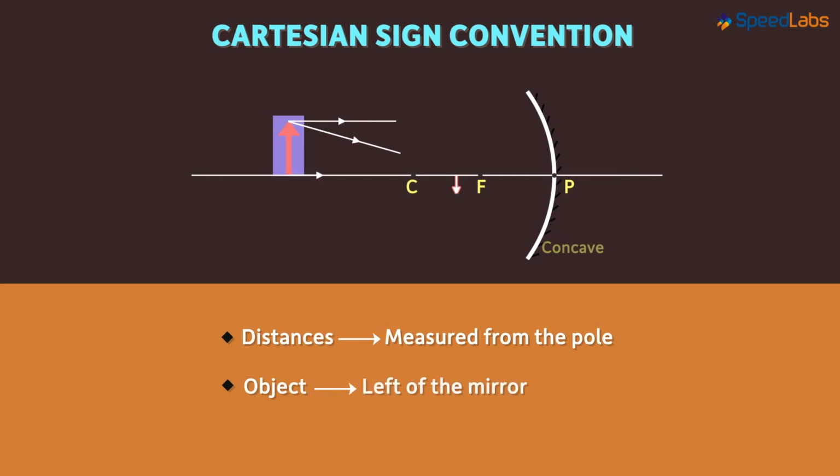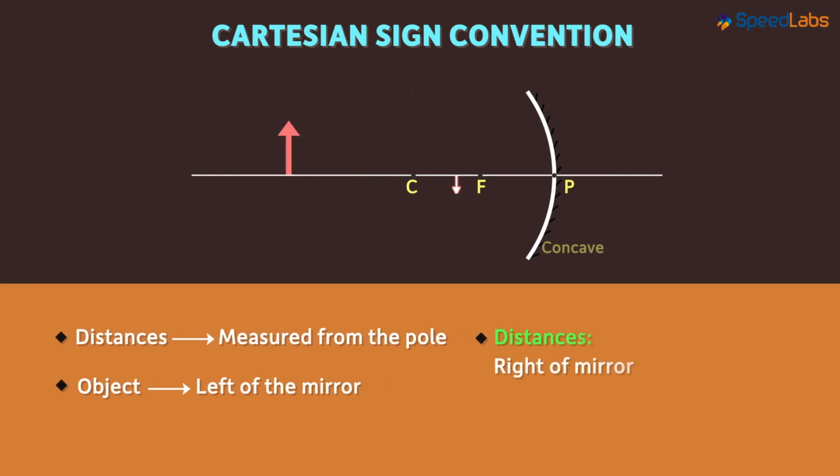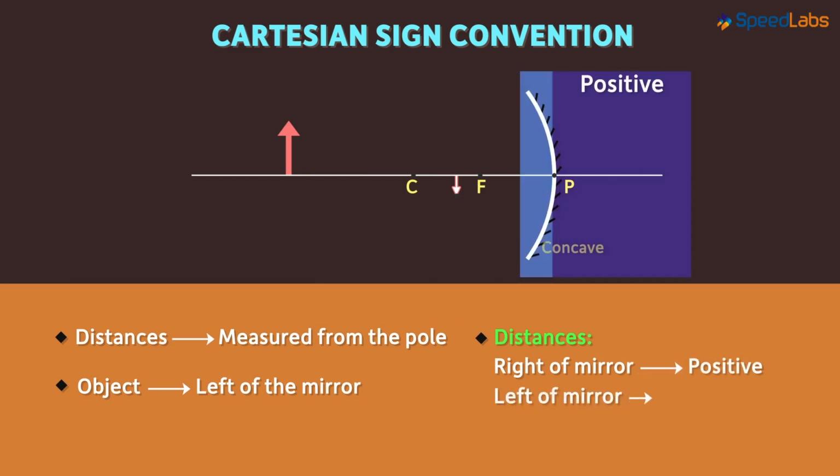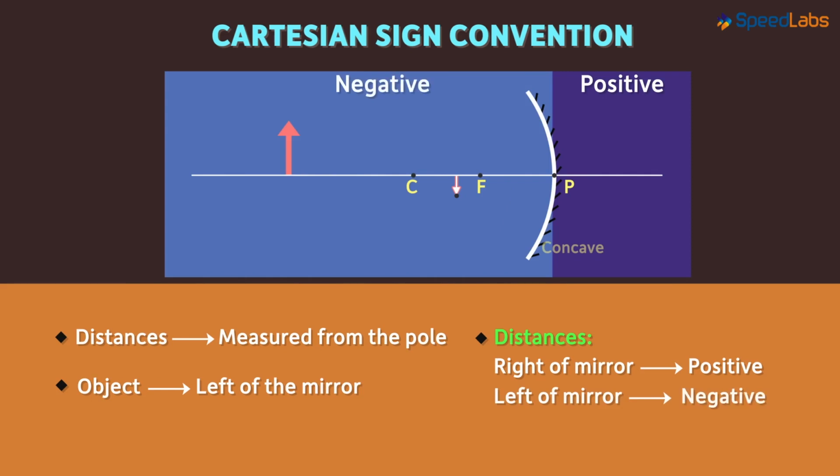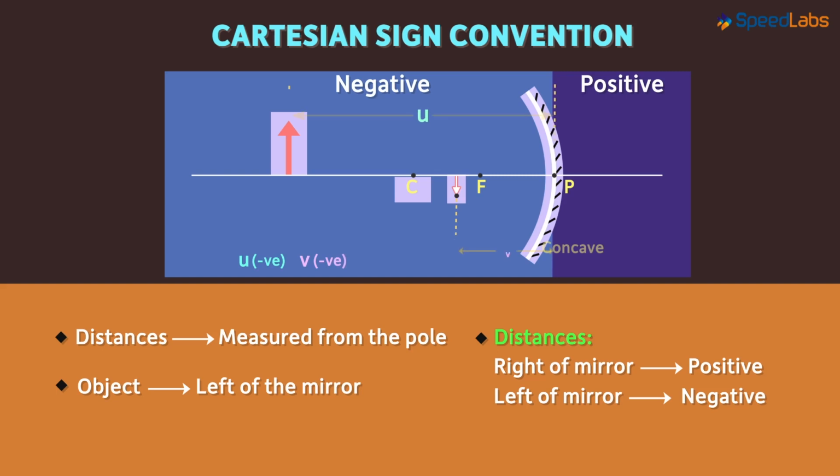The rays of light emerging from the object should always travel from left to right. The third rule is that all the distances measured to the right of the mirror are taken to be positive, and the distances measured to the left of the mirror are taken as negative. For instance, we know that when the object is behind the center of curvature of a concave mirror, then the image is also formed on the same side. Both the object and the image are on the left of the mirror.